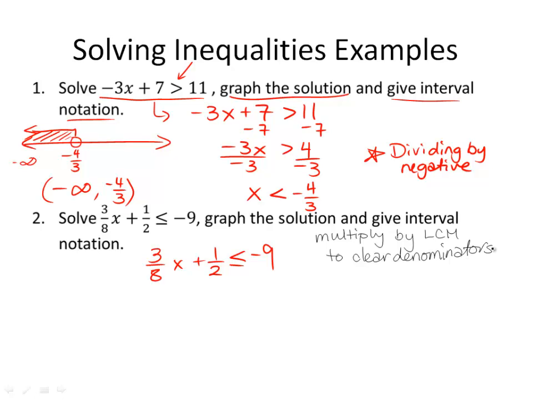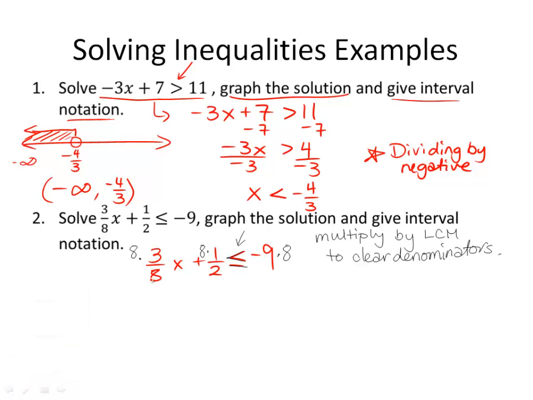You can only do that when you have an equation or an inequality. You can't do that if you didn't have it because it wouldn't make sense. So here our lowest common multiple of 8 and 2 is 8. So let's multiply every single term by 8. Every single term must be multiplied by 8. Now we haven't multiplied by a negative, therefore we keep the inequality symbol as before.